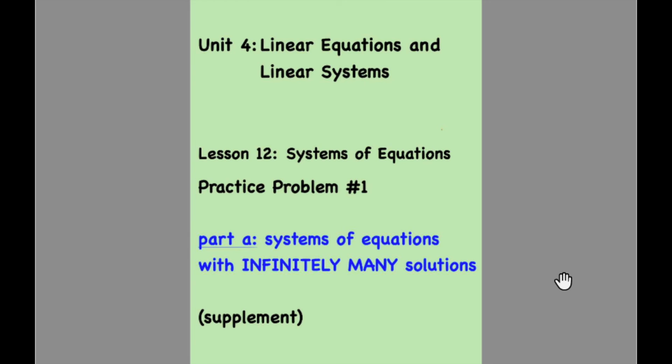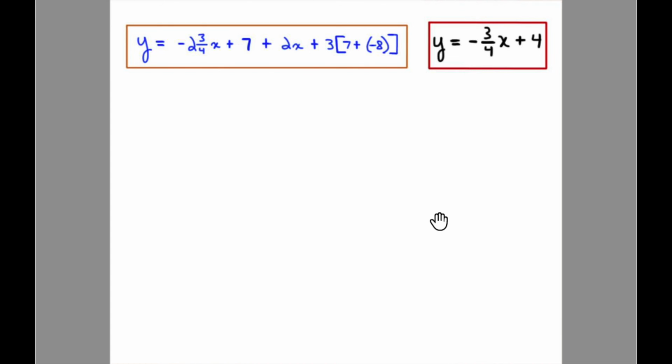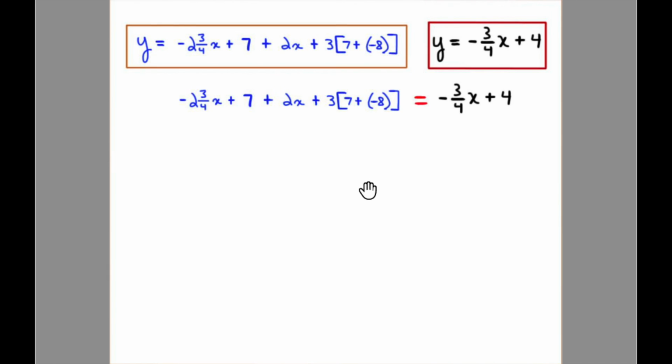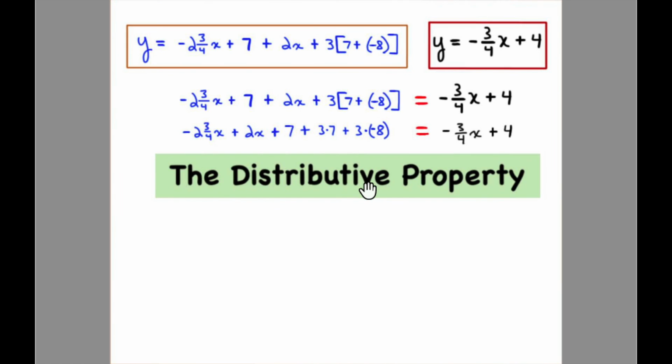Finally, PDF 13 is a supplement that shows writing equivalent equations. So part A of this problem set is showing or writing equivalent equations so that you have infinitely many solutions. They're the same line. And so if you do that, you have to end up simplifying both equations so that you can show that they are equivalent. So you're going to use properties of mathematics. And I have a video that shows this.